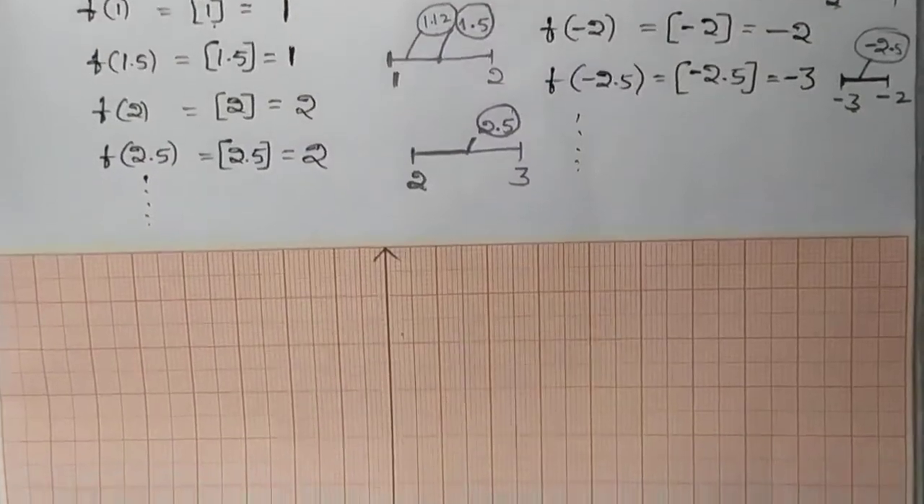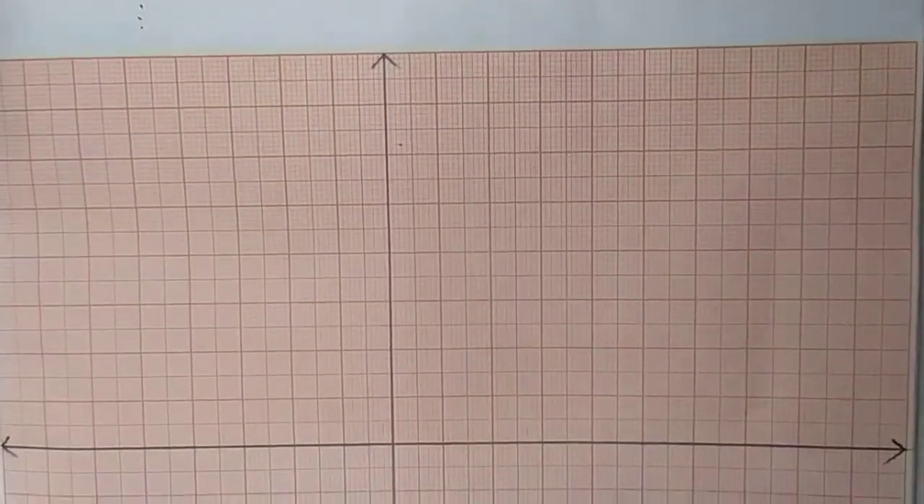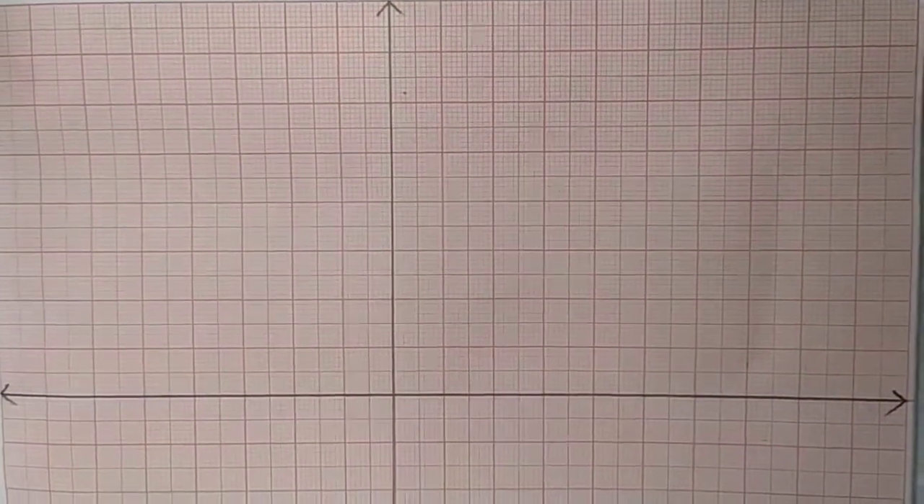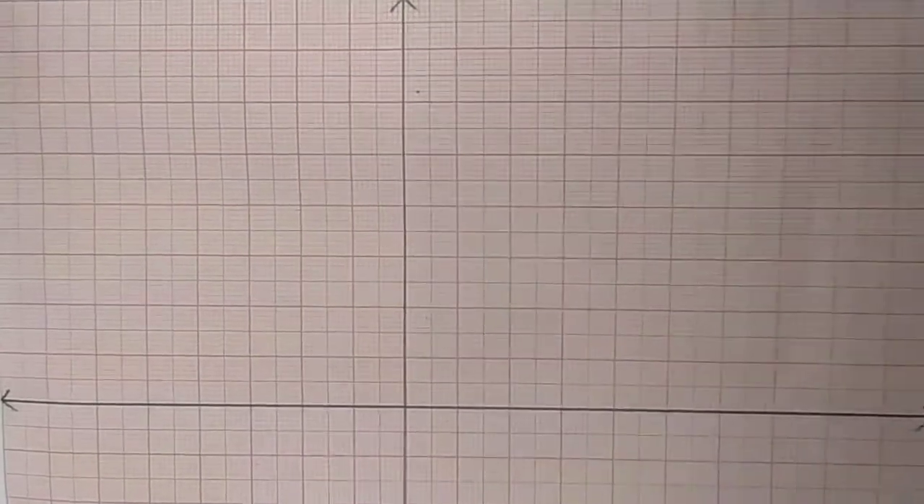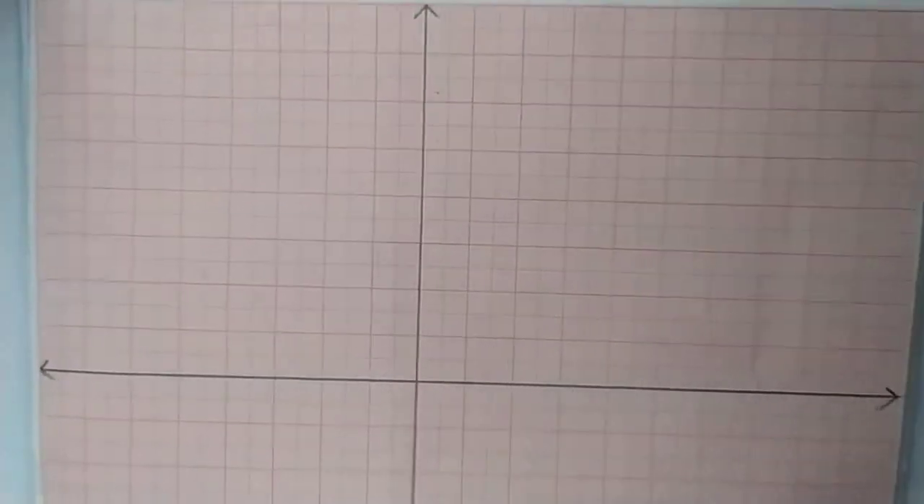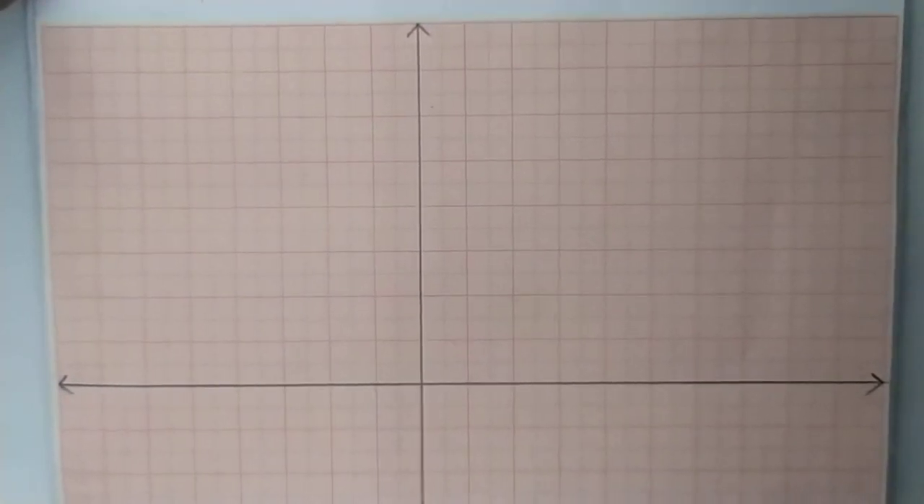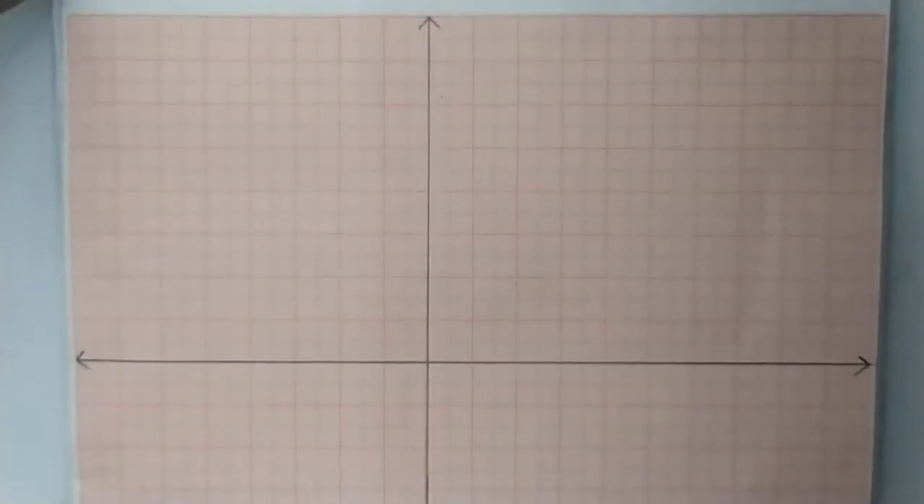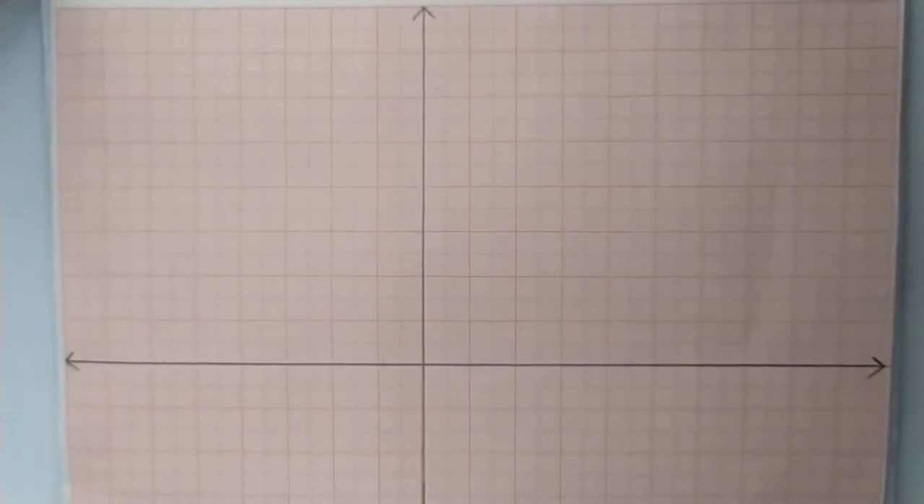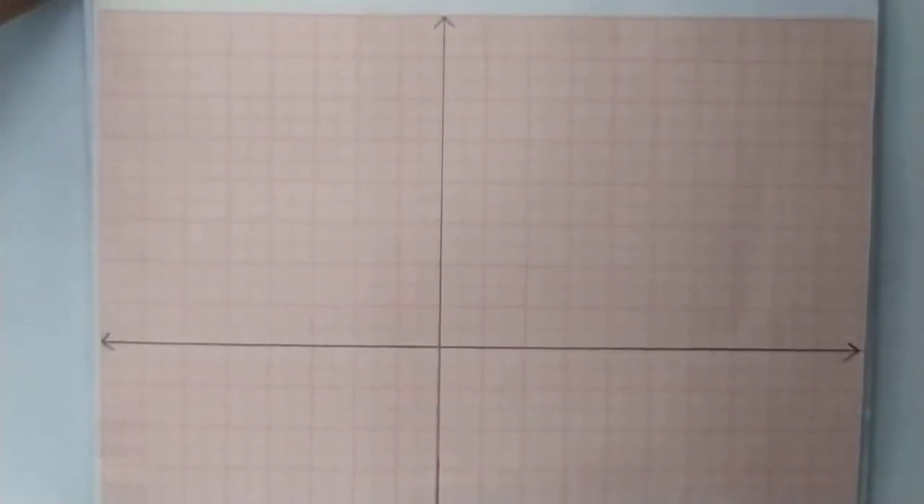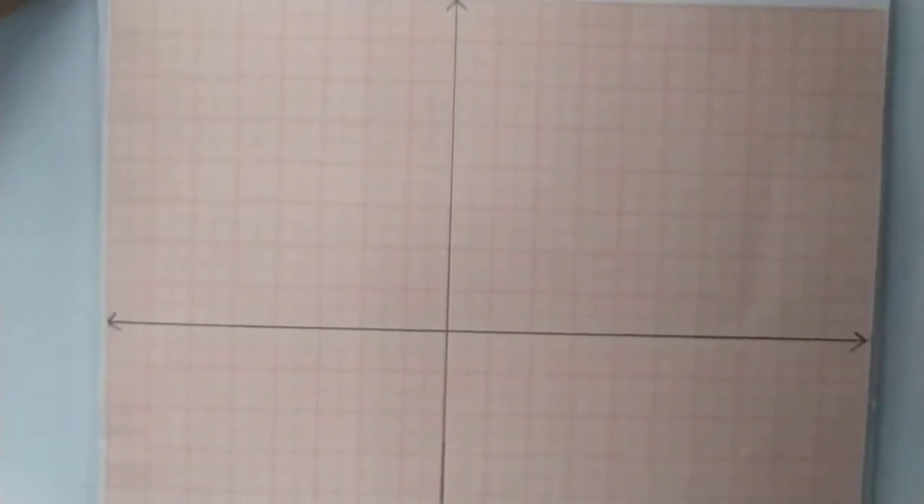Now let us draw the graph for this greatest integer function. The graph for this greatest integer function will be different from the previous graphs.